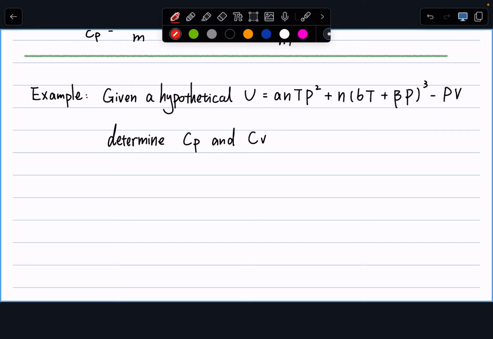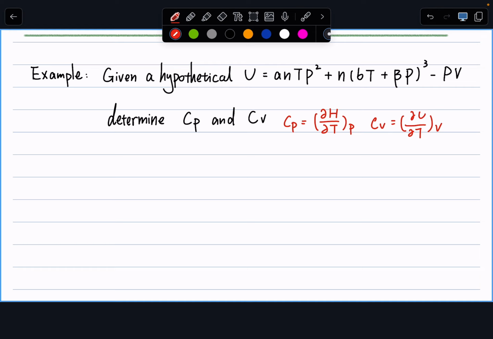Let me just write out the expression for CP and CV to refresh your memory. CP equals the partial derivative of H over T at constant P. CV equals the partial derivative of U over T at constant V. So I'm just going to write as you were writing, and then we'll look at it together.